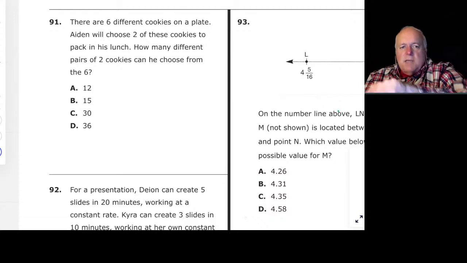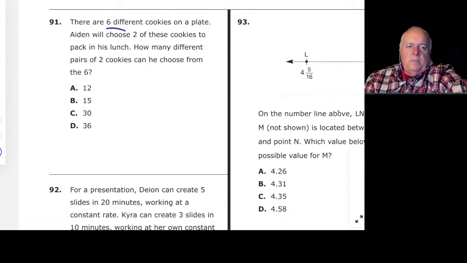There are 6 different cookies on a plate. Aiden will choose 2 to pack in his lunch. How many different pairs of 2 cookies can he choose? So that's kind of pairs of 2, right? Normally a pair is 2, but you could have groups of 3, if you will. So how can he choose from the 6?